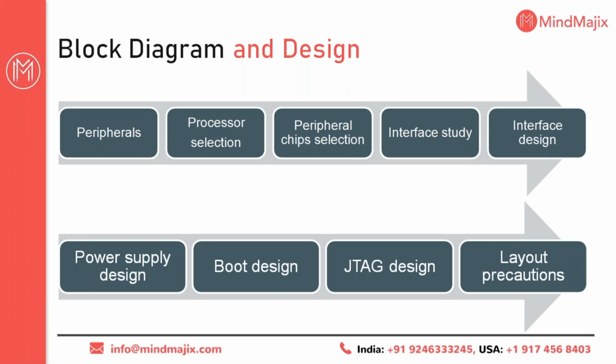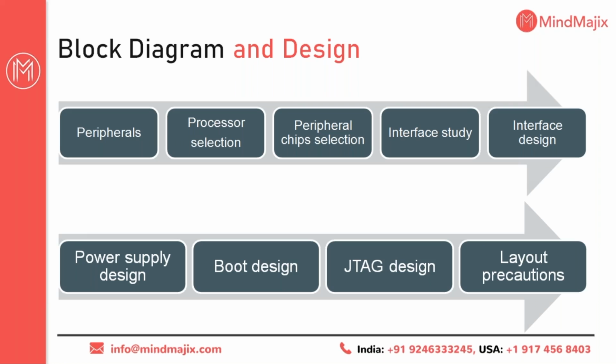Peripheral chip selection. So the peripherals are identified, and every peripheral gets interfaced to the processor through a peripheral chip. Basically, a peripheral chip selection is done, identifying the right physical layer chip or level chip, or one of the peripheral interfacing ICs is selected.